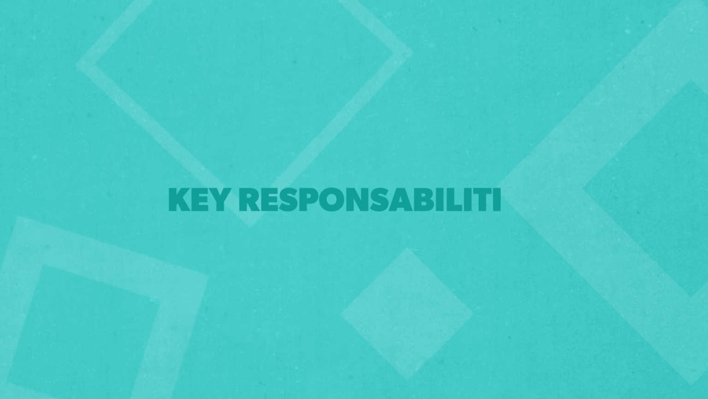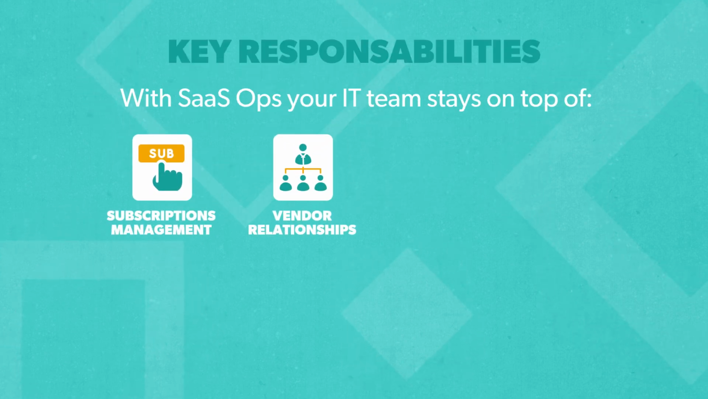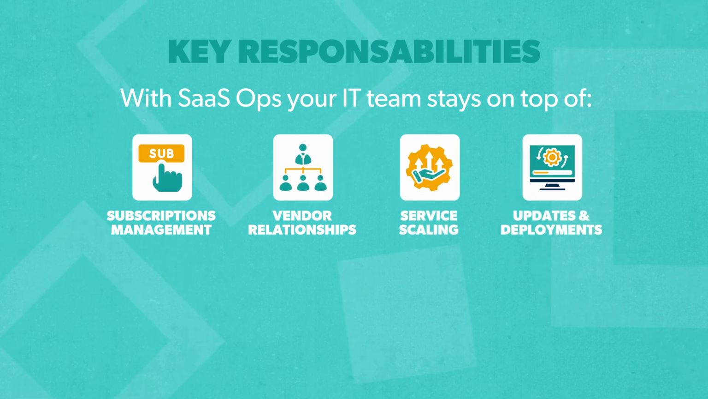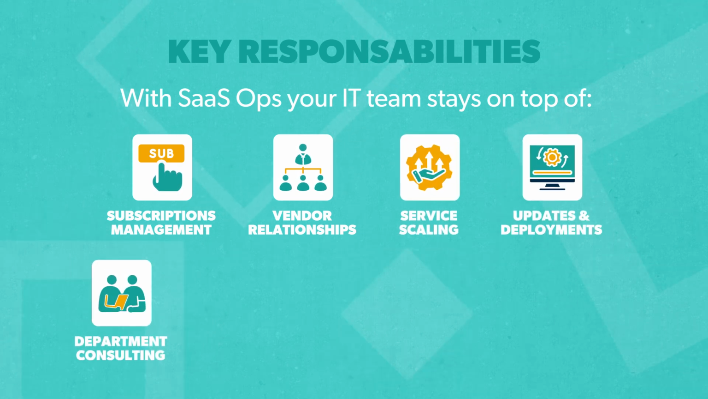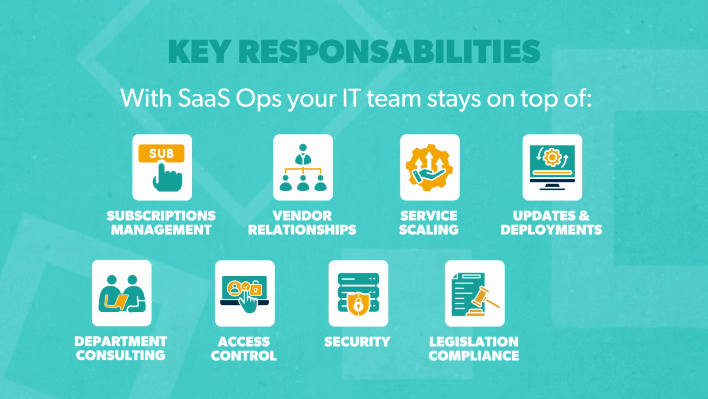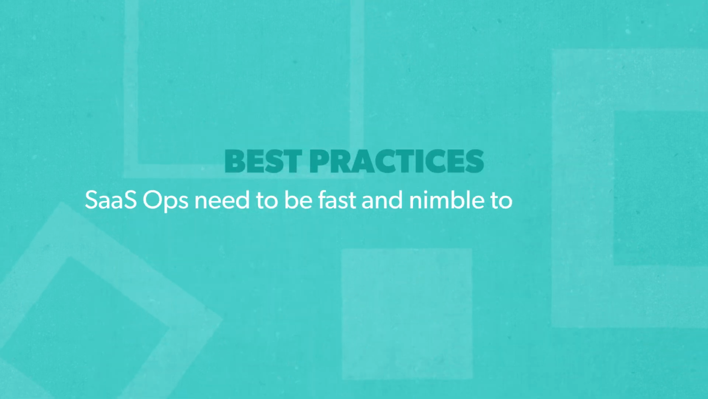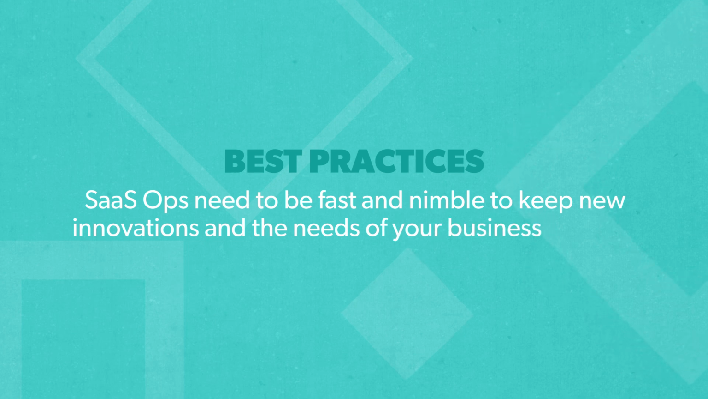Key responsibilities in SaaS Ops. With SaaS Ops, your IT team stays on top of subscriptions and vendor relationships, scaling services and new deployments and updates. It also helps other departments make the right decisions about which SaaS solutions are right for their team. Controlling access, providing security, and making sure SaaS tools are compliant with data and privacy laws is another key focus for SaaS Ops. Deploying a disaster recovery and backup plan is paramount to any organization relying on SaaS services. SaaS Ops needs to be fast and nimble to keep new innovations and the needs of your business aligned.